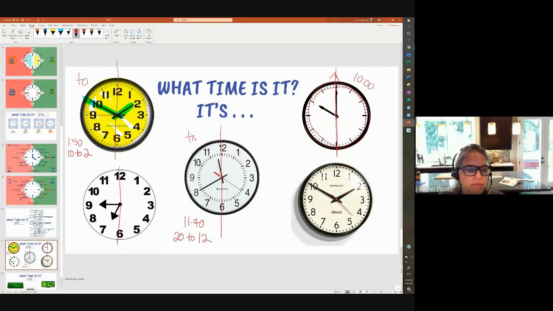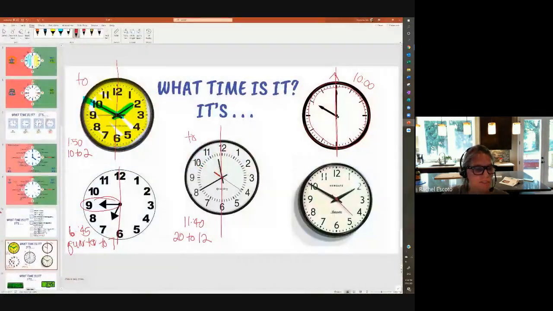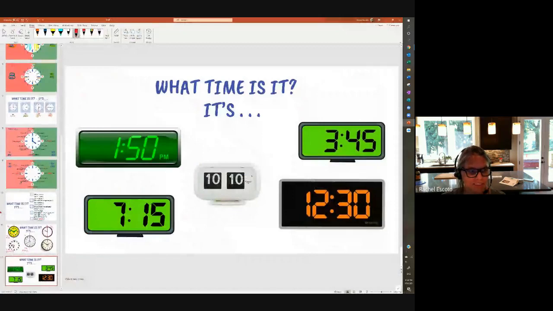How about this one? This is quarter, it's 6:45, 6:45 or quarter to 7. All right, now I taught you guys the hard way to do this. I'm going to show you the easy digital time. Okay, so this is when you read it and you're like, oh, that's super easy.